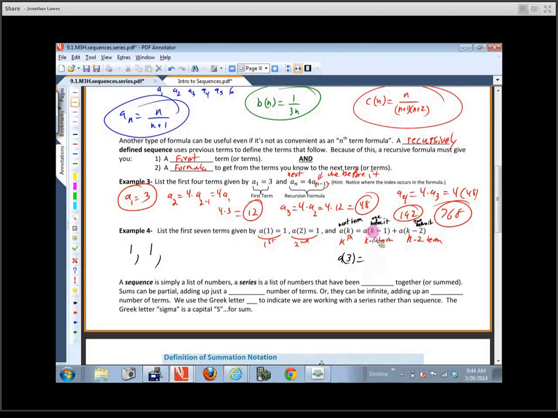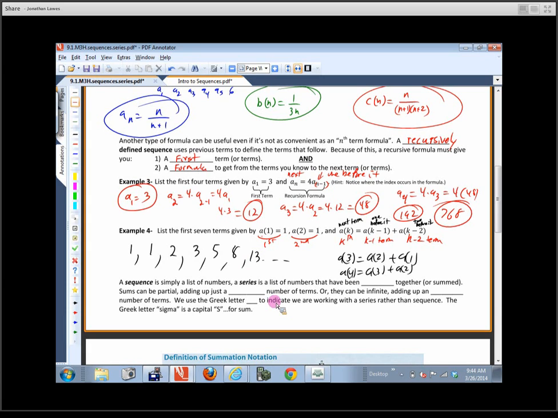So if I plug in a 3, I get a of 2, and a of 1. Well, don't we know what these two are? 1 and 1, so what's the next one? 2. If I want the fourth one, I'm going to take the third one and add it to the second one. What's that? 3. Next one, 5. Next one, 8. Next one, 13. Does this look familiar to anyone?